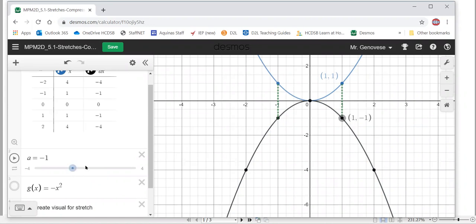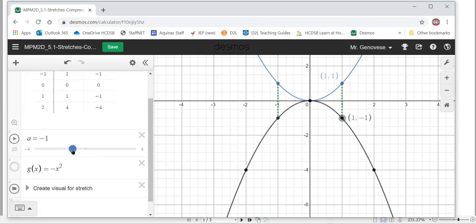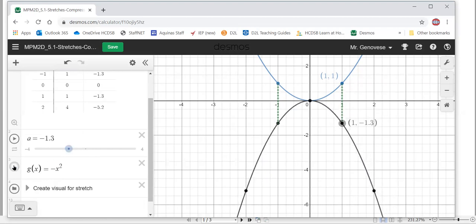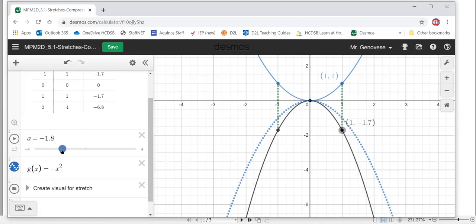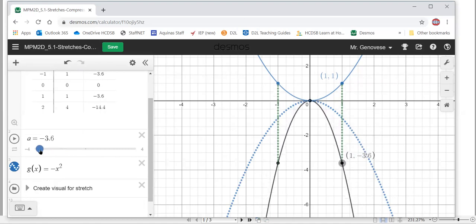if I change this a value, now watch what happens to the a value off to the side here. If I make the a value less than -1, and just for reference, I'll put in the reflected graph. If I start making that a value larger or less than -1, so a bigger negative, notice it's stretching away from the x-axis in comparison to the blue dotted graph. So the blue dotted graph is the reflection. The black is stretched away from that blue dotted graph.